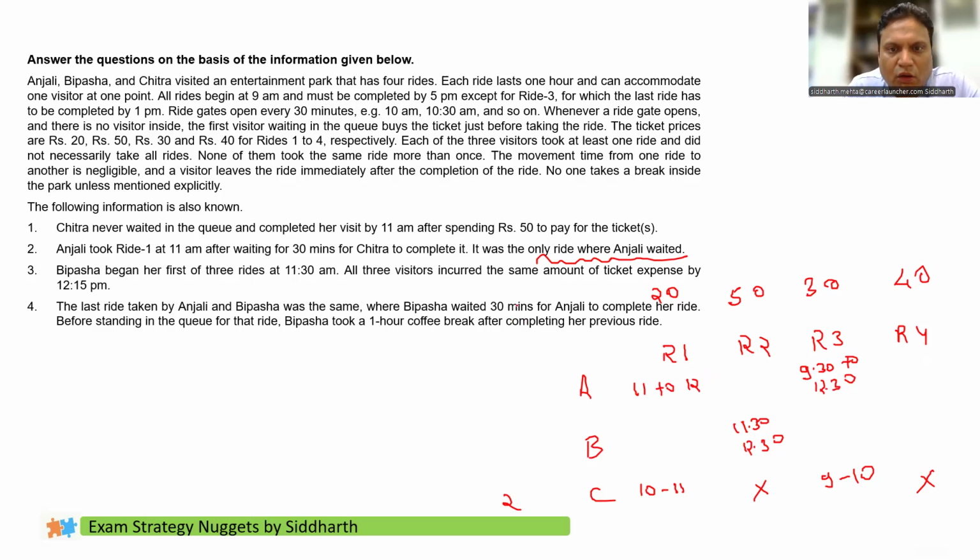Okay. All three visitors incurred that. So this is done. This is the table I have filled up so far. Then there is a last point. The last ride taken by Anjali and Bipasha was the same. So Anjali and Bipasha have taken the same last ride.